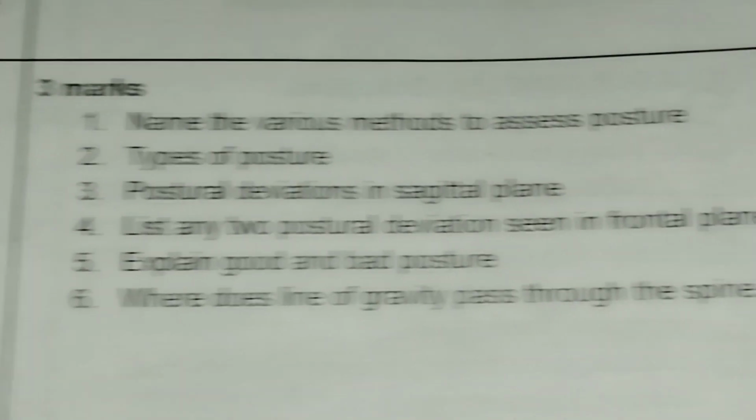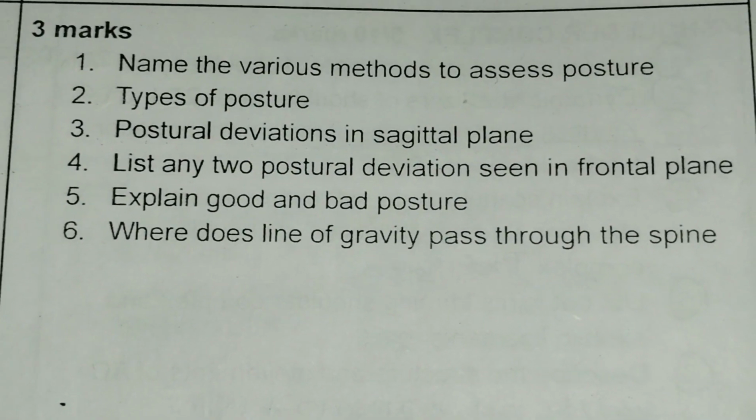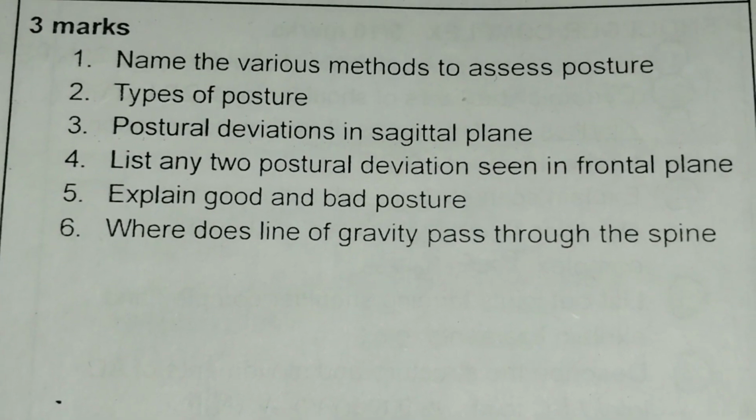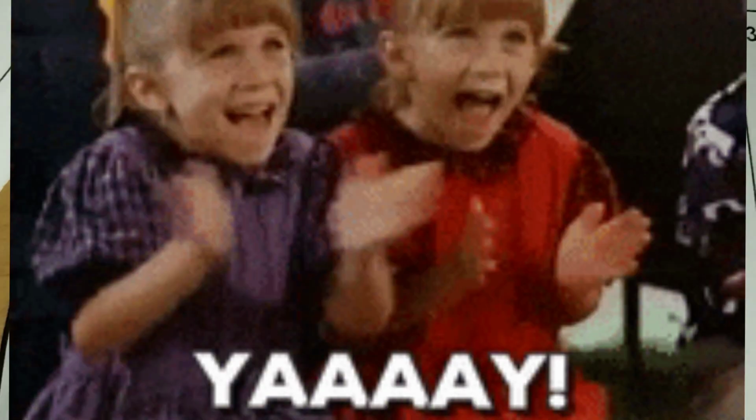Now coming to the important 3 mark questions. In this, the first one is name the various methods to assess posture. Second one, types of posture. Third one, postural deviation in sagittal plane. Fourth one, list 2 postural deviations seen in frontal plane. Fifth one, explain good and bad posture. And the last one is, where does the line of gravity pass through the spine? And finally, we are done with this chapter.